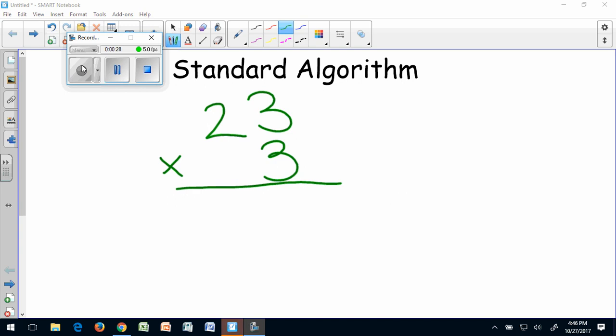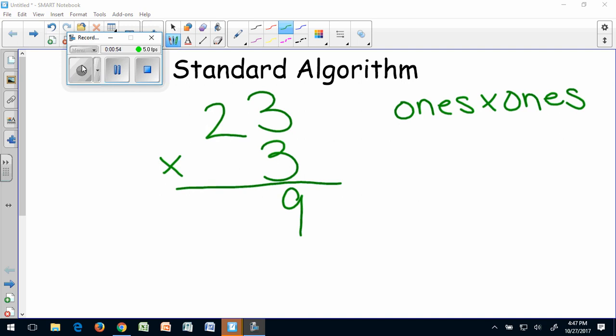Please write down 23 times 3 in your notebook. We're going to start with the ones place, like we've been doing with partial products as well. We're going to multiply your ones place times your ones place. So I know that 3 times 3 equals 9.